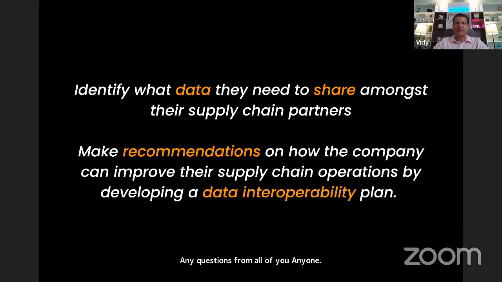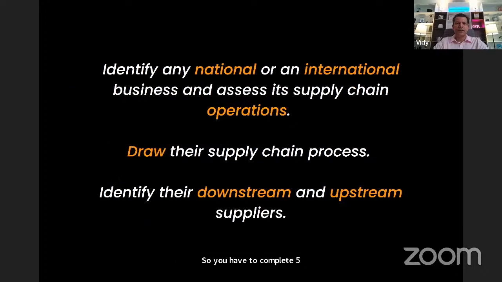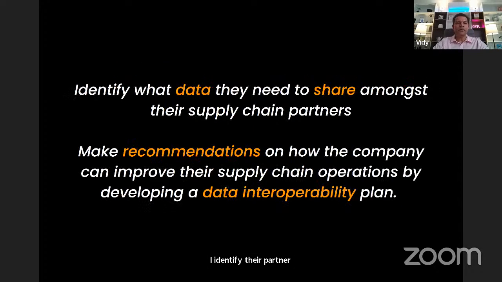So you have to complete 5 tasks. Identify a company, draw their supply chain process, identify their supply chain partners, identify what data they should share among their partners, and then make a recommendation.